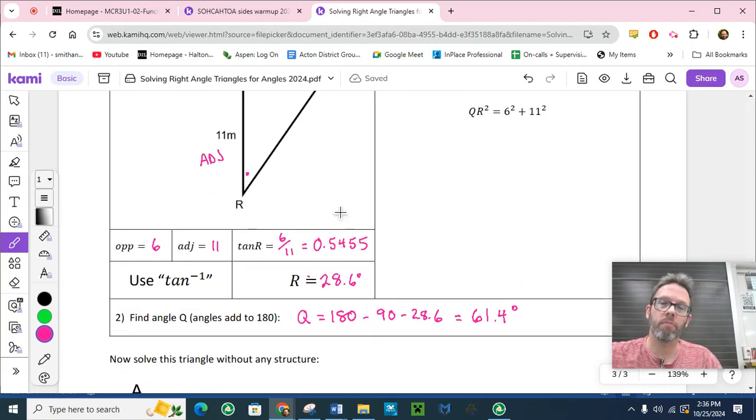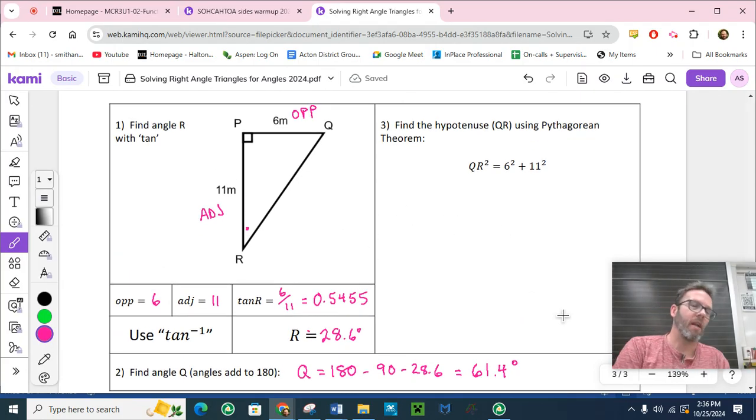Did I do something wrong? More blank stares than usual here. 6 divided by 11, inverse tan, 28.6. Subtract from 180. Am I crazy or are you guys crazy? It's equal to that, right? Oh, why didn't you tell me that before? You just looked at me like I'm an idiot.